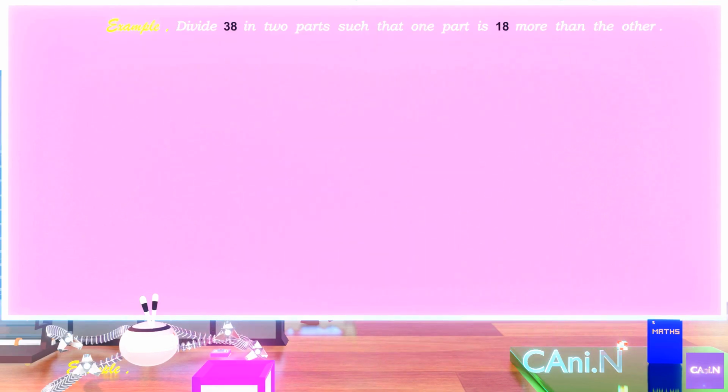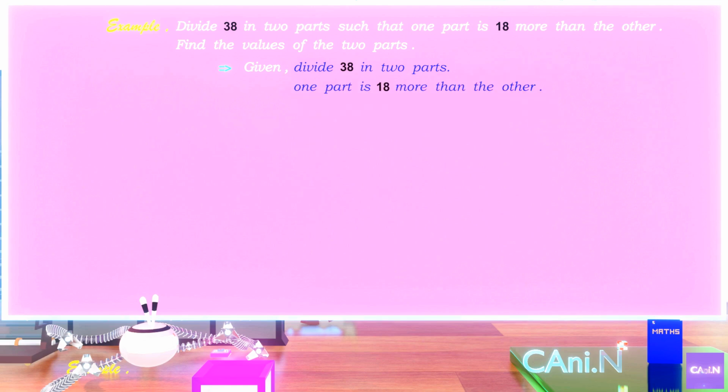Divide 38 in two parts, such that one part is 18 more than the other. Find the values of the two parts. Given, divide 38 in two parts. One part is 18 more than the other.